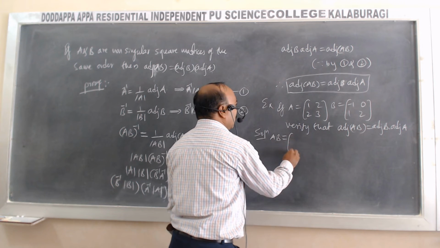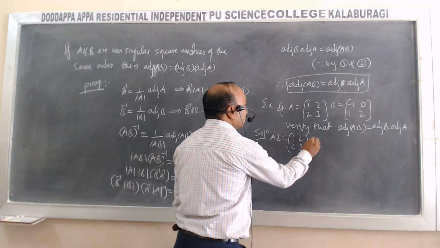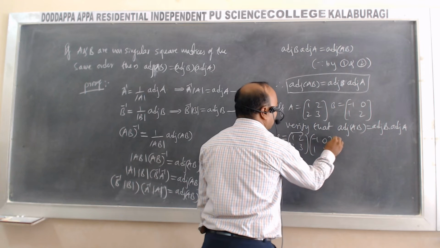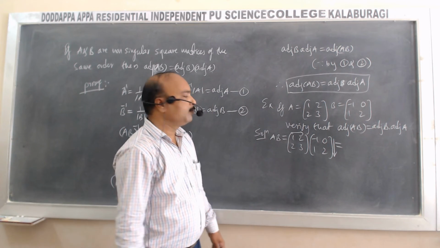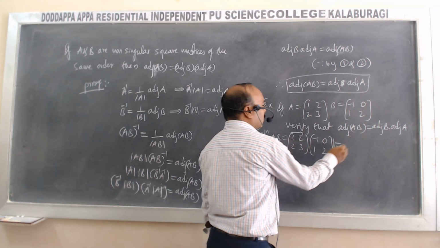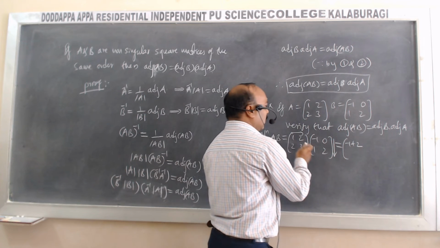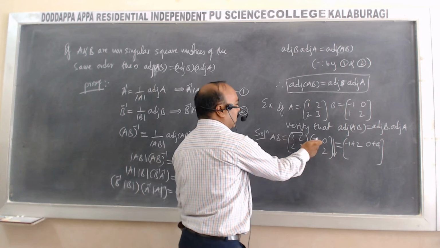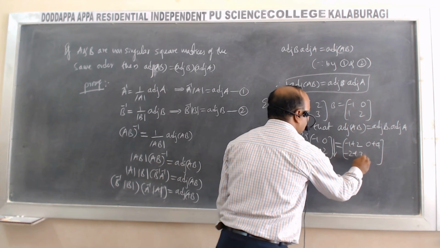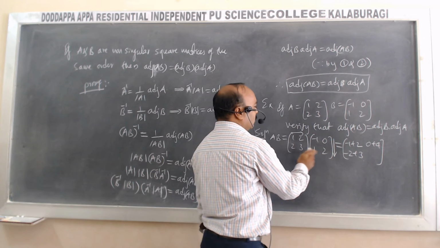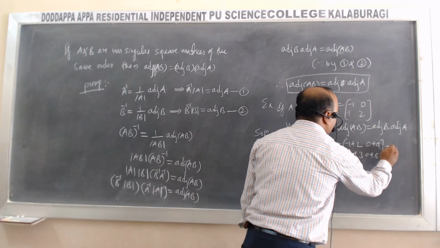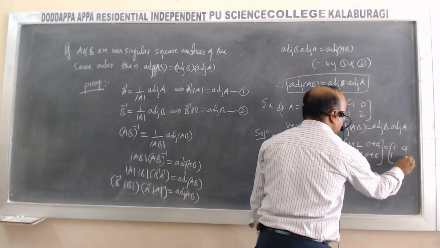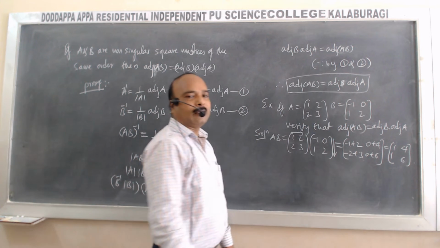AB is given by [1, 2; 2, 3] into [-1, 0; 1, 2]. Now we start multiplication. Row with column. It is -1 plus 2. Second element 0 plus 4. Third element -2 plus 3. Last element 0 plus 6. So it is equal to [1, 4; 1, 6]. Now it is AB matrix.